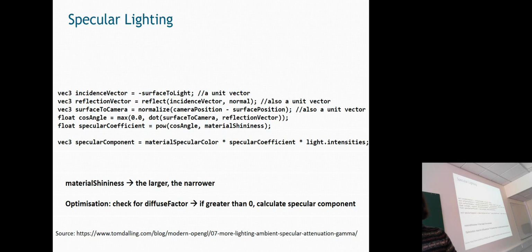And one code optimization proposal. Can anyone explain this? If we check the diffuse factor, how can we take a shortcut in this case to avoid unnecessary calculations?